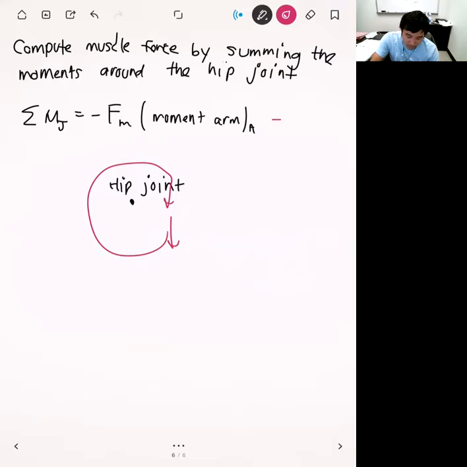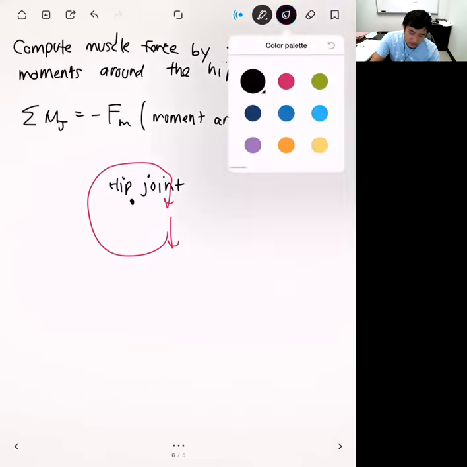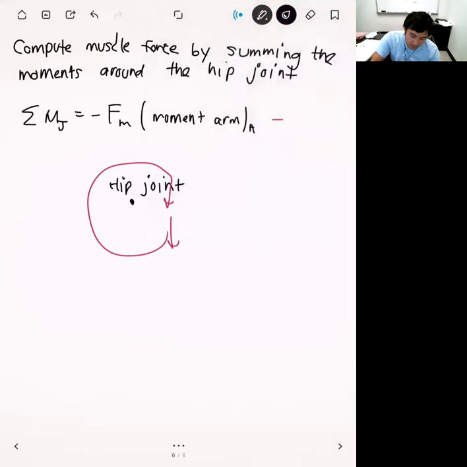But if the force was on this side of the hip joint, excuse me, on the left side, then maybe our weight of the leg would be something like that. If I trace this around, you can see that we're going in the counterclockwise direction, and so in that case, it's going to be a positive moment.